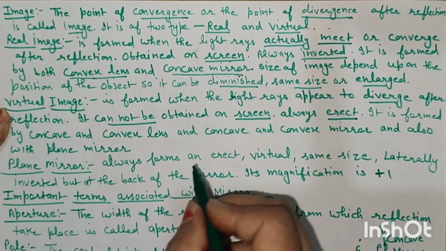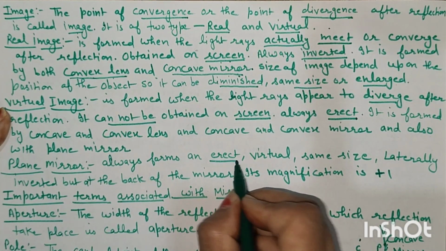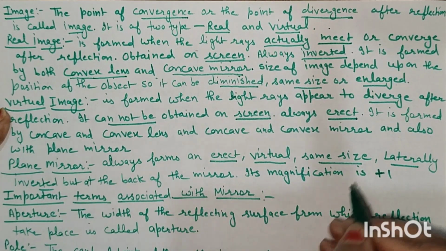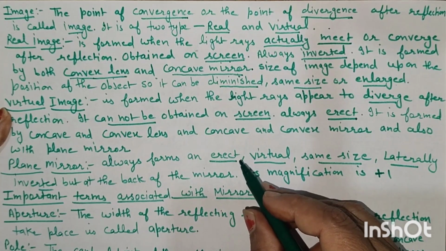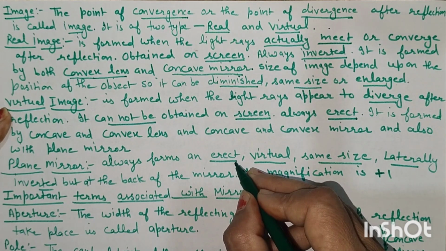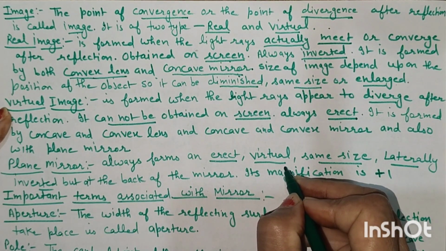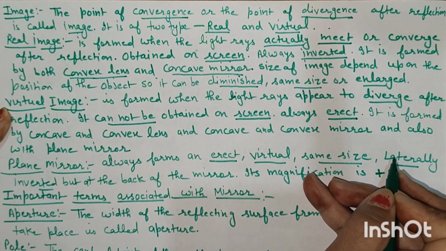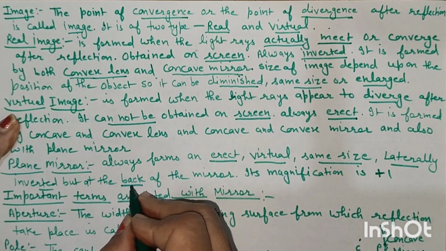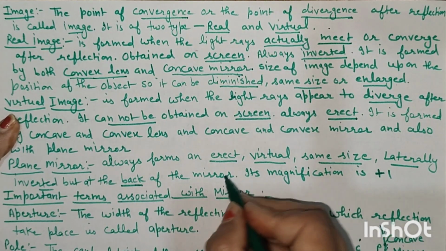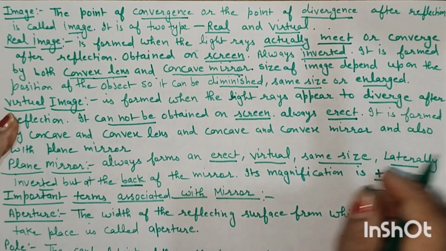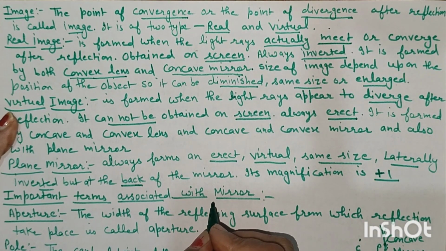Now plane mirror. A plane mirror always forms an erect, virtual, same size, laterally inverted image. When we see ourselves in the plane mirror, the image will be erect, virtual, same size and laterally inverted. But at the back of the mirror, we feel that we are at the back of the mirror. Its magnification is +1.